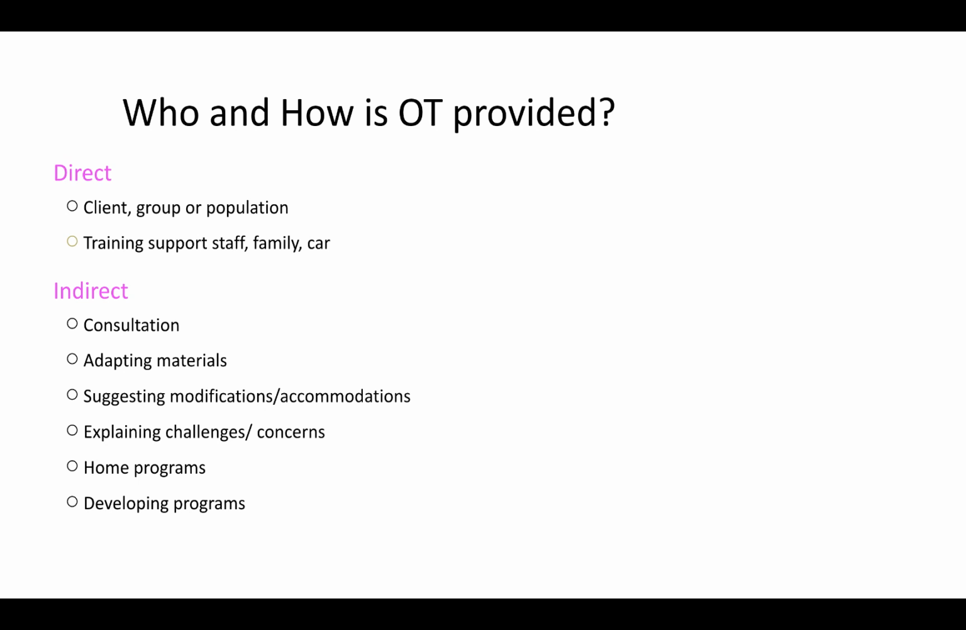Suggesting modifications or accommodations can be done in a group setting. It doesn't have to be for an individual. If you think about individuals who have arthritis, working with individuals in a group environment and sharing what modifications or accommodations are out there can be very helpful through an indirect mode. Explaining challenges or concerns, again, to keep a person safe in their home. Just general information can be done on an indirect basis.